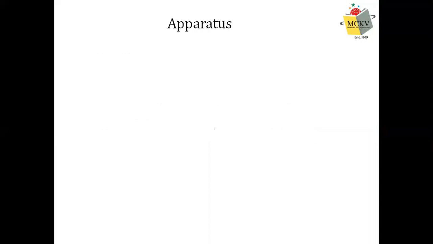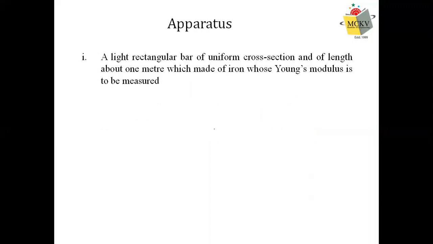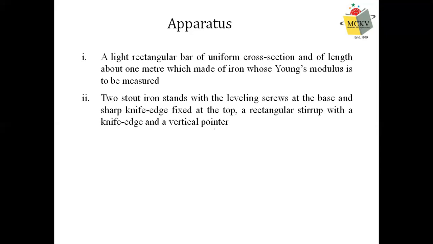So the apparatus required is a light rectangular bar of uniform cross section of length exactly 1 meter, made of iron, whose Young's modulus is to be measured. In this experiment, we will be calculating the Young's modulus of an iron beam. This is also called a simply supported beam. I'll tell you why. Two stout iron stands are there with leveling screws.